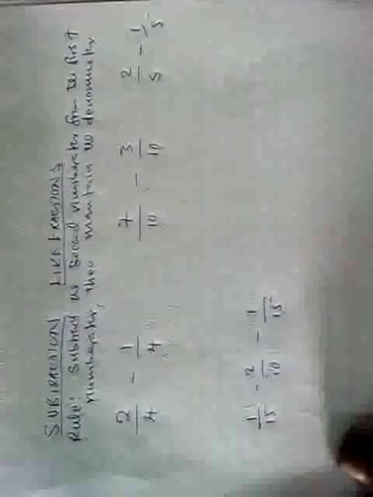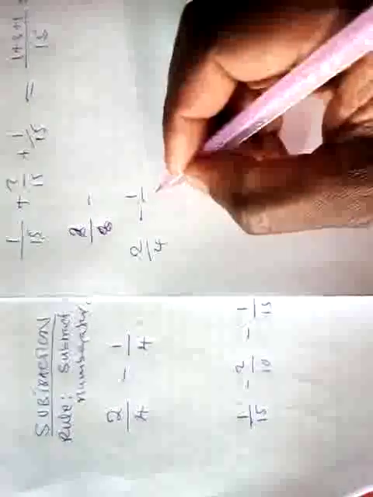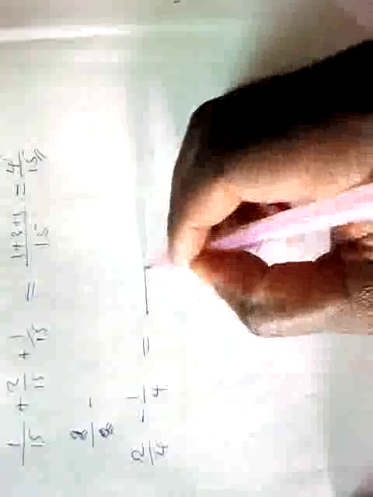So let us look at how we can solve this. So 2 over 4 minus 1 over 4. Here, what do we do? These have the common denominator, it is the same. So what are we going to do? We maintain the denominator, which is 4.